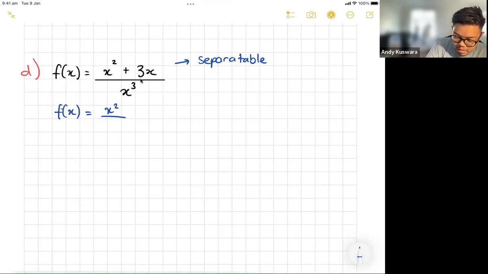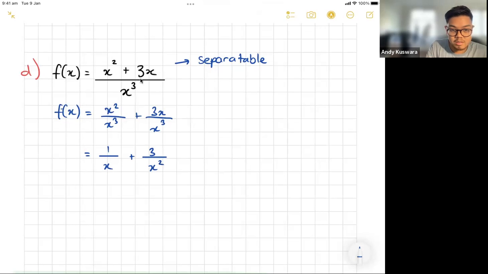This will be x squared on x to the power of 3 plus 3x over x to the power of 3. Can you see how I've separated it into 2 terms, keeping my denominator the same? Now, if I was to simplify, this would be 1 on x. And this one would become plus 3 on x squared, just by canceling out the common factors of x. And so taking it a little bit further, this becomes x to the minus 1. This becomes plus 3x to the minus 2.